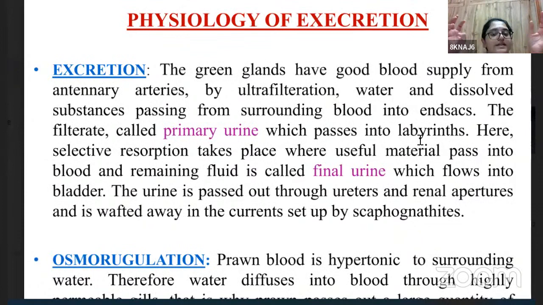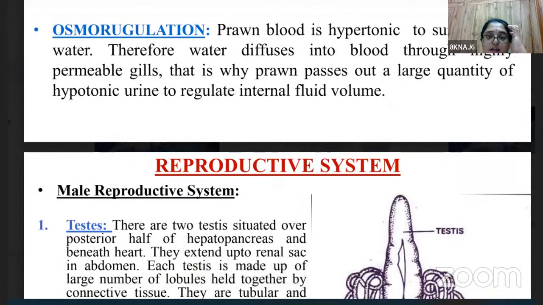So there is ultrafiltration taking place. Water and dissolved substances pass from the blood into these end sacs, and it gets filtered. This is the primary urine that is formed. Again, selective reabsorption takes place, and then the remaining fluid is called the final urine, which flows into the bladder and is secreted out through the ureters and renal sac by the scaphognathites. So you have osmoregulation over here. Prawn blood is hypertonic, so water diffuses into the blood through highly permeable gills. This is why the prawn passes out large quantities of hypertonic urine to regulate internal fluid volume.